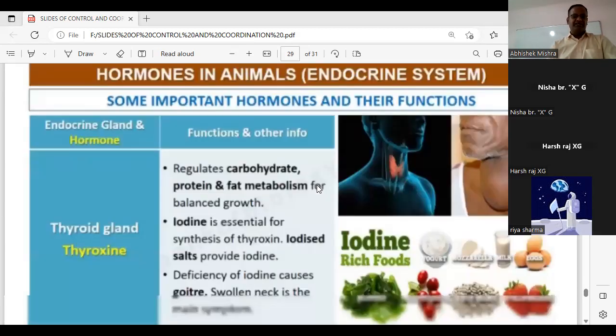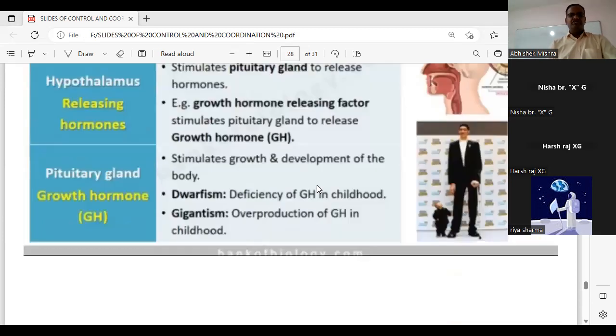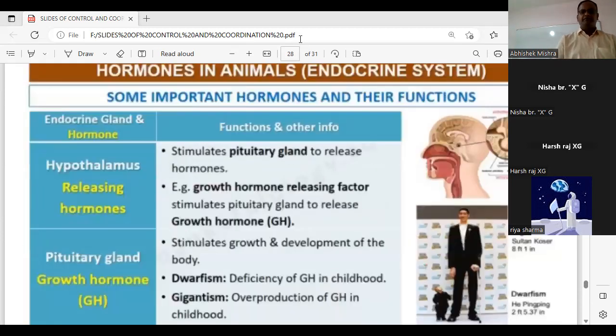Now see, students, the next gland, the pituitary gland. One by one, we are dealing with each and every gland. What is the name of the hormone released from the pituitary gland? It is the growth hormone, that is called GH. GH is the growth hormone.